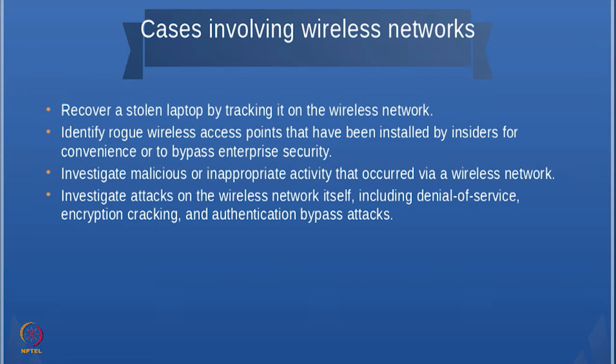We can actually detect this, especially rogue wireless access points that have been installed by insiders. Many times what people will do is what they call an evil twin. I will install a wireless device with the same key as an official router, so people will think that I am the official network and they will try to connect to me, thereby I can extract data from them.